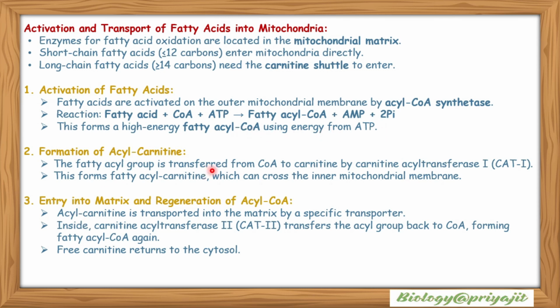Formation of acyl carnitine. The acyl group is transferred from CoA to carnitine by carnitine acyl transferase 1 or CAT1. This forms fatty acyl carnitine, which can cross the inner mitochondrial membrane. Entry into matrix and regeneration of acyl-CoA. Acyl carnitine is then transported into the matrix by a specific transporter known as the carnitine shuttle. Inside, the carnitine acyl transferase 2 or CAT2 enzyme transfers the acyl group back to coenzyme A, forming fatty acyl-CoA again.